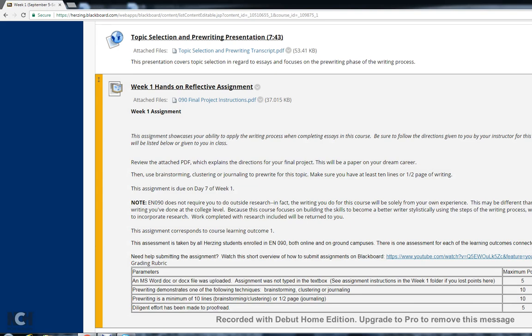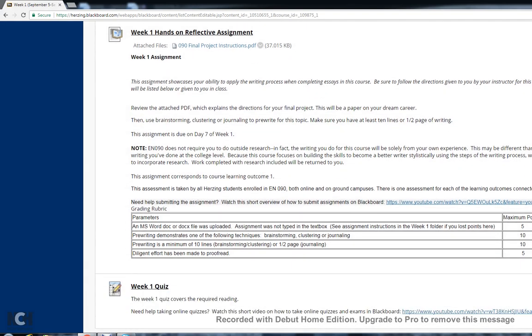So what you're doing instead is you are using brainstorming, clustering, or journaling to pre-write for this topic. Make sure that you have at least 10 lines or one half of the page of writing.